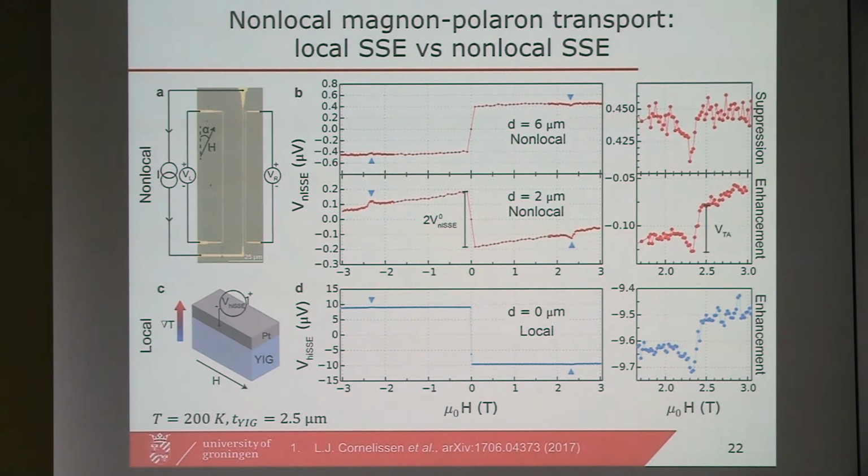And of course, this is also related again to the sign change that I was talking about. So you see that the sign of the spin-Seebeck signal for short distance is again opposite to that for longer distance. This was measured in this 2.5 micron film. So the sign change point is somewhere between this 2 micron and the 6 micron. So you have two things happening. One is that the sign of the background basically flips, and the other one is that the role of the magnon-polarons changes from enhancement to suppression.